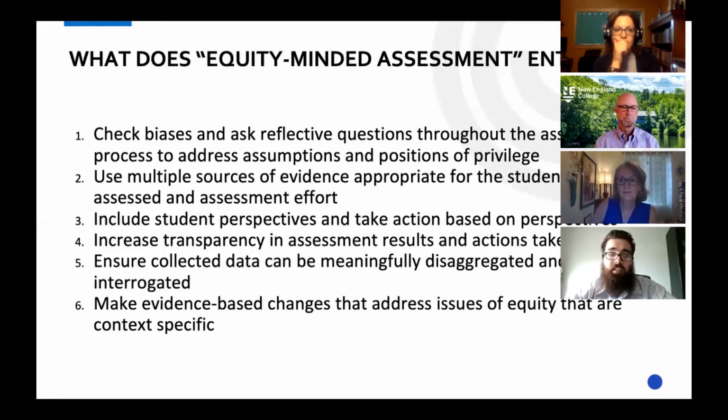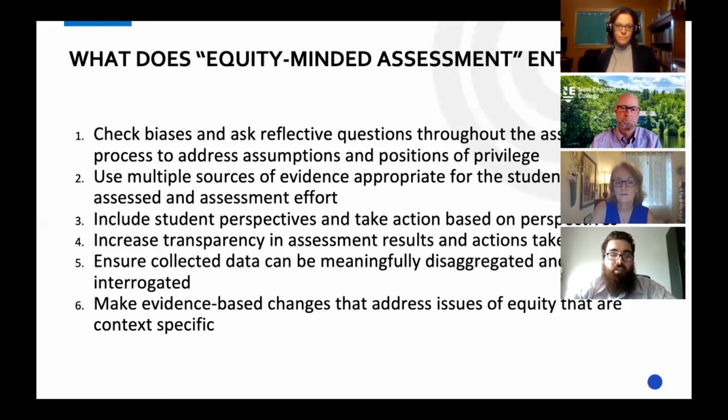And speaking of data, we need to also ensure that the data we collect can be meaningfully disaggregated and interrogated. So what do we mean by this? Well, oftentimes we fall into the pitfalls of looking at data by analyzing white students compared to students of color, low SES compared to non-low SES, or males compared to female students. But we don't often go deeper than that, right? So we need to analyze the intersection of these characteristics and ask why those inequities exist.